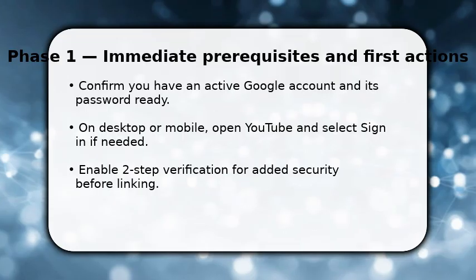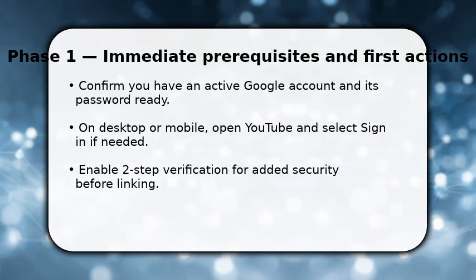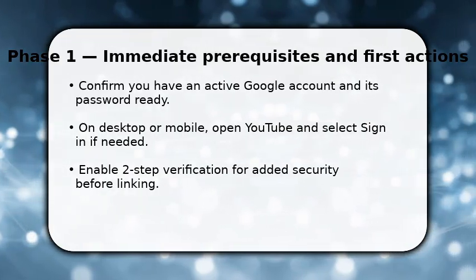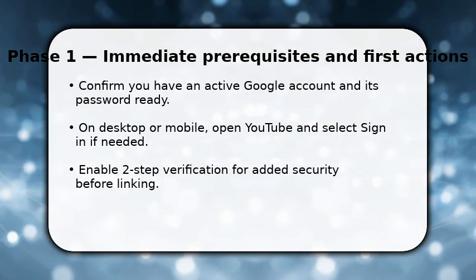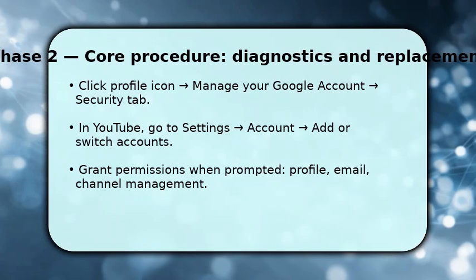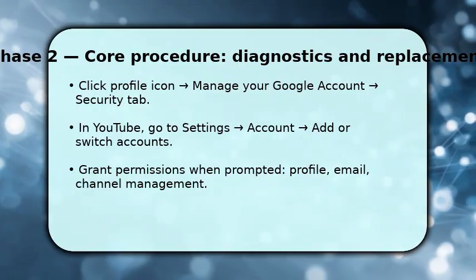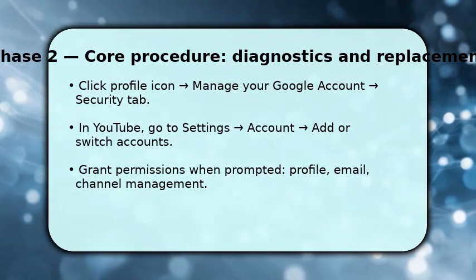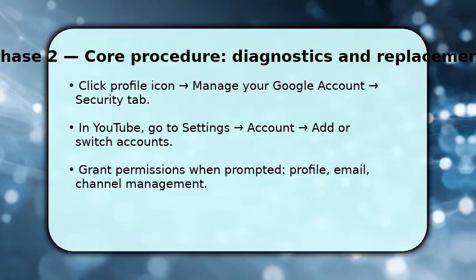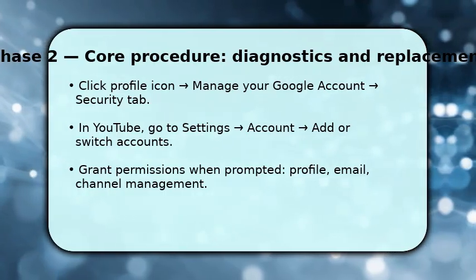Now navigate to your profile icon at the top right and prepare to access account settings to continue. You now drill into account settings to finalize the connection. From your profile icon, go to Settings, then Account, and choose Add or Switch Accounts. This is where YouTube links channel data to your Google profile.